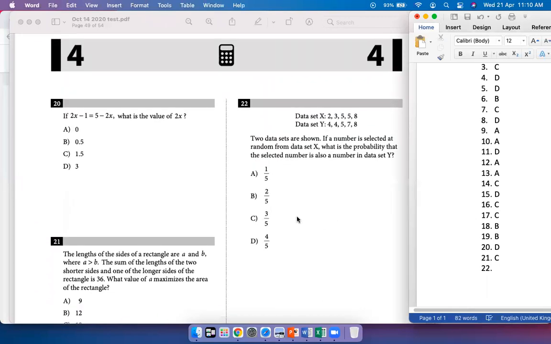Okay. So there are two data sets shown. If a number is selected at random from data set X, what is the probability that the selected number is also a number in data set Y? Okay, so there are 5 numbers in data set X. So my denominator is 5. And how many are common? 2 is not in Y, 3 is not in Y, 5 is, okay, so there are 2 5s, so they are present. And 8 is also. So it's 3 numbers which are common between data set X and Y. So it's 3 by 5, option C.